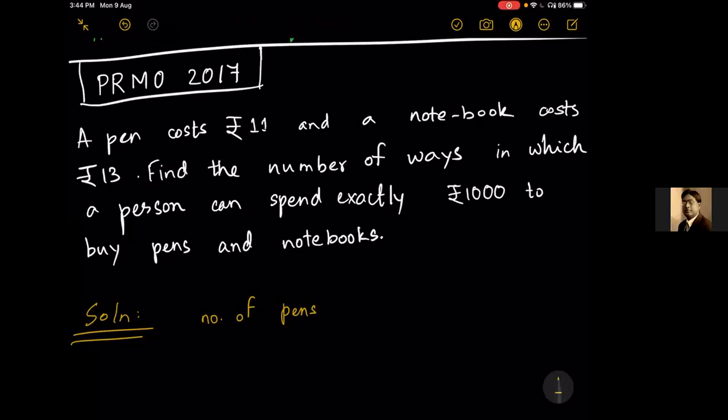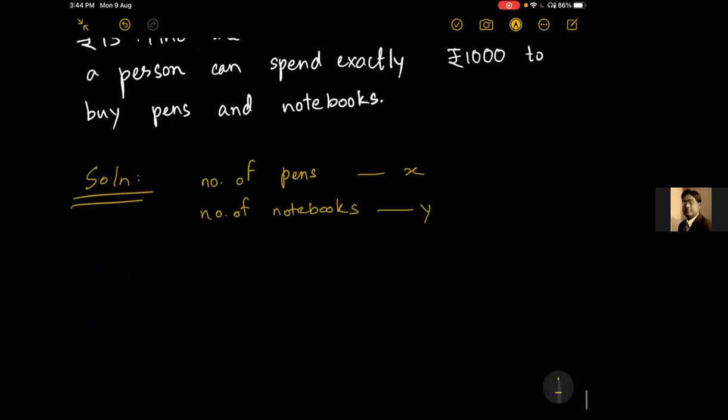Okay, sir. So, sir, if I consider X the number of pens and Y the number of notebooks, so sir, 11x plus 13y is equal to 1000.